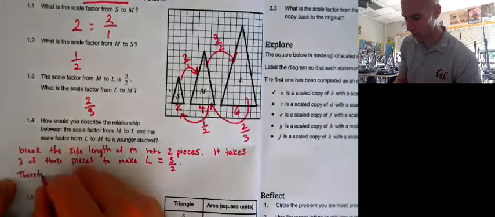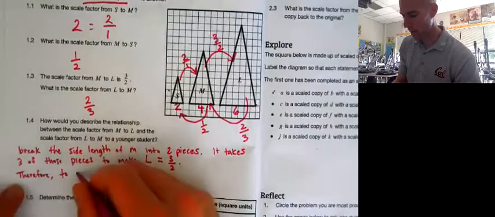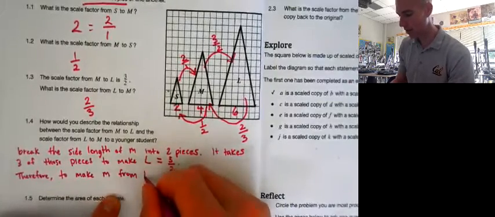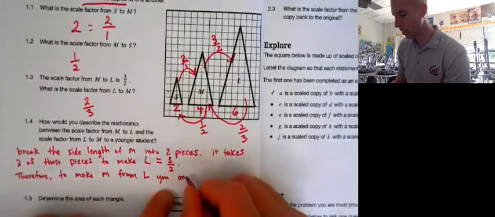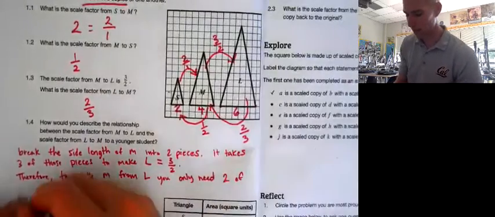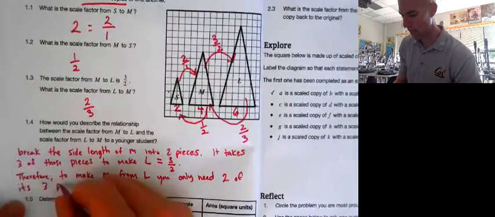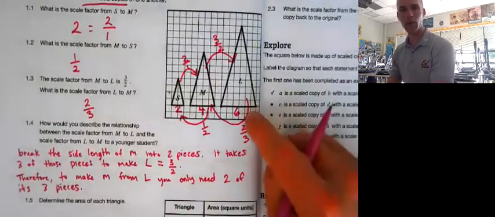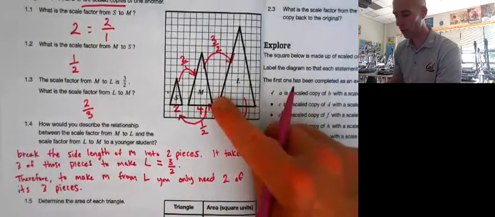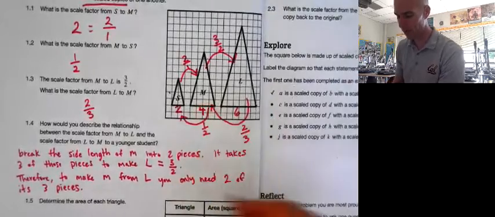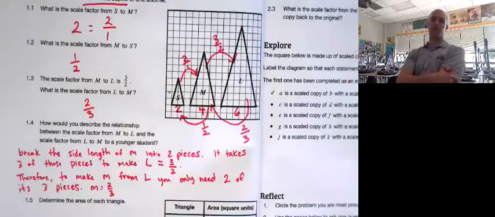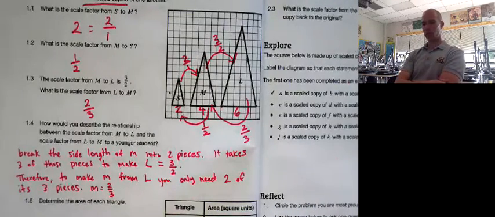Therefore, to make M from L, you only need 2 of its 3 pieces, right? If you broke the 6 into 3 pieces, you would get 2s, and you only need 2 of those 3 pieces to make M, and that's where you get M equals 2/3 of L, or a scale factor of 2/3. So 3 halves and 2/3. That would be my attempt.